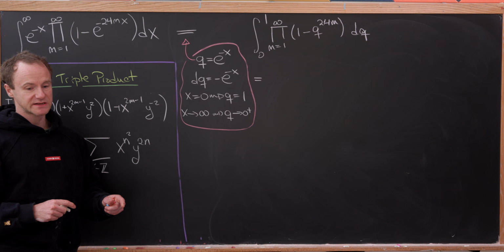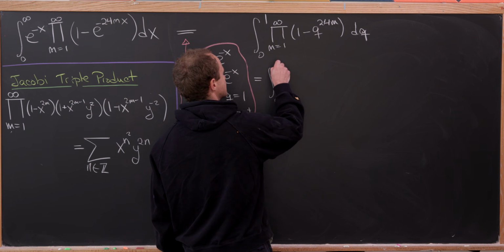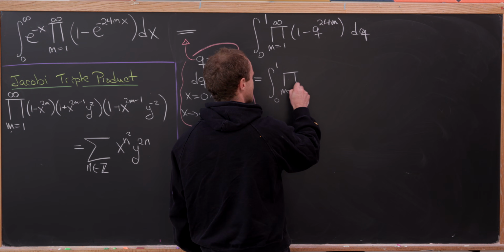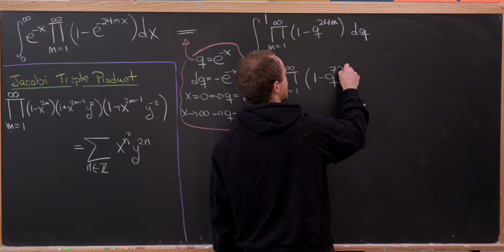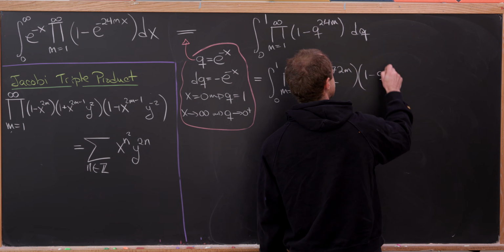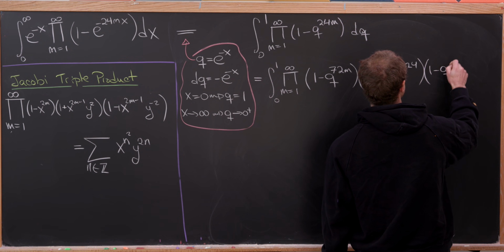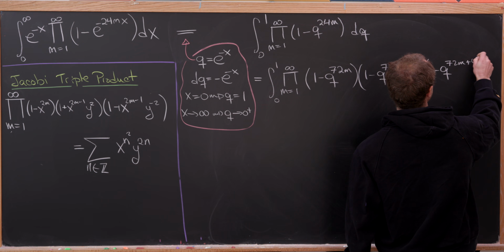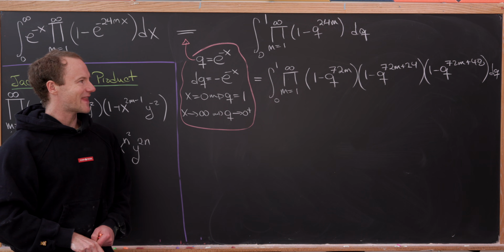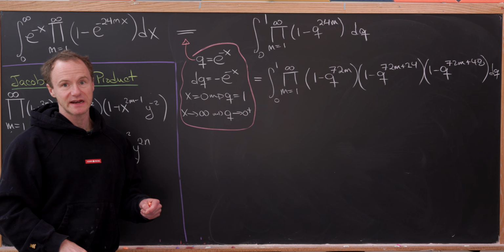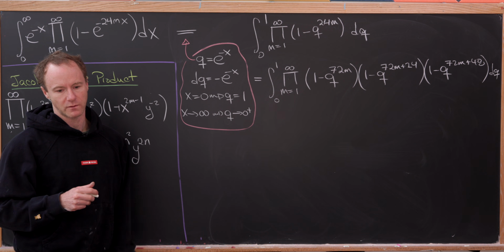So I'm going to take this product and write it as a product of 3 things at a time. So that's going to leave me with the integral from 0 to 1, and then the product as m goes from 1 to infinity of 1 minus q to the 72m, and then 1 minus q to the 72m plus 24, and then 1 minus q to the 72m plus 48, dq. Okay, great. So let's notice that that's capturing everything, but just 3 at a time instead of 1 at a time. And that's simply because 72 divided by 3 is 24.